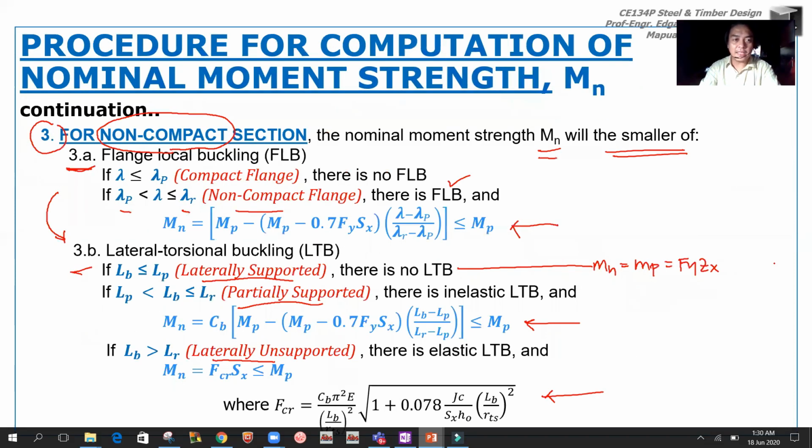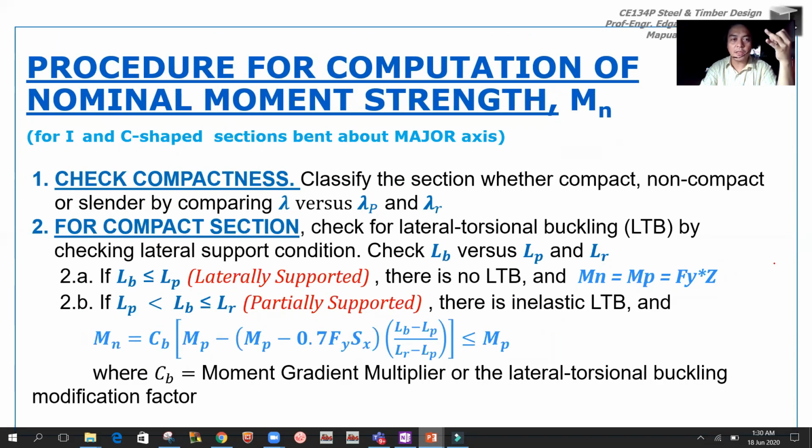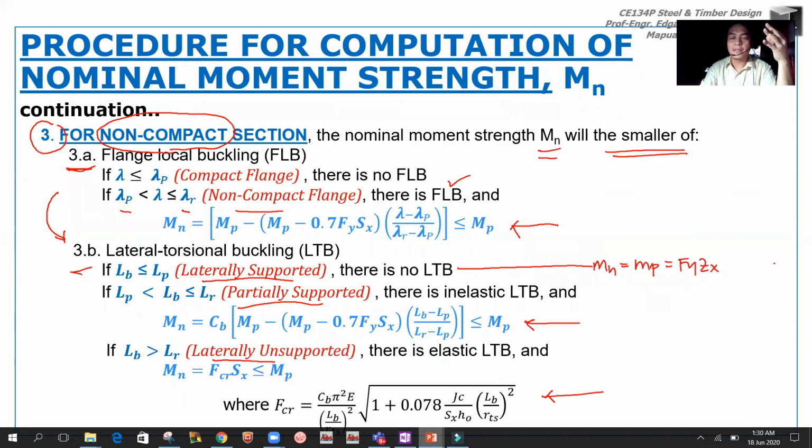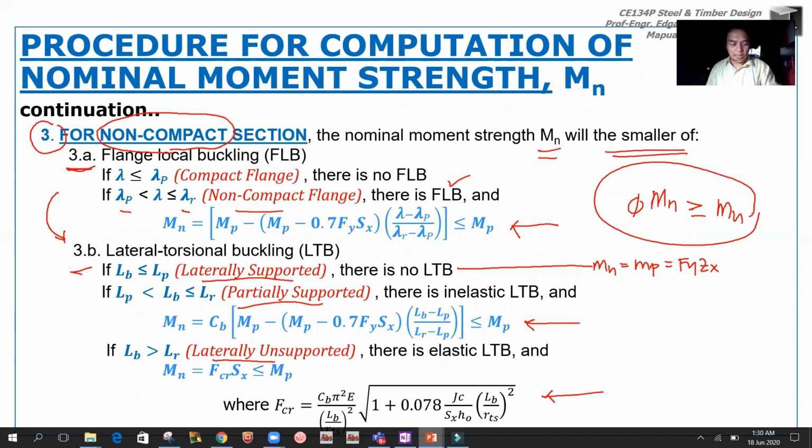So, these are the procedures. Step 1, compactness check. Step 2 is for compact section. Then step 3 is for non-compact section naman. From there, ultimately, kailangan natin ma-solve yung MN. Tapos i-multiply mo ng phi, yun na yung design strength should be greater than MU. So yan yung LRFD principle natin. So let's try to have example to apply this procedure.